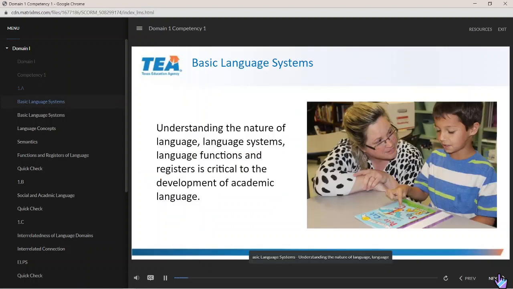Basic language systems. Understanding the nature of language, language systems, language functions, and registers is critical to the development of academic language. As educators, we must use all resources and information available to plan more effectively and incorporate all four language domains: listening, reading, speaking, and writing.